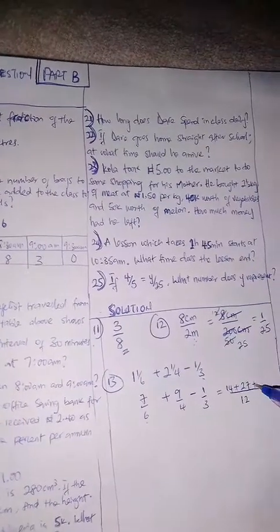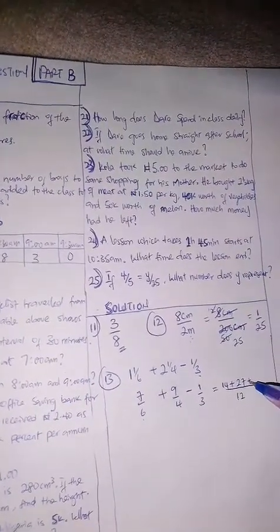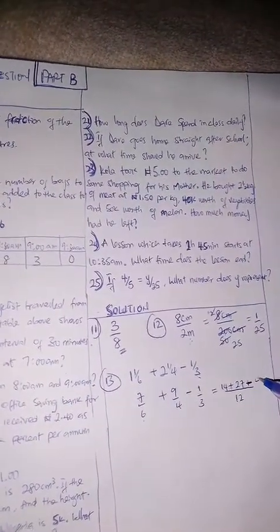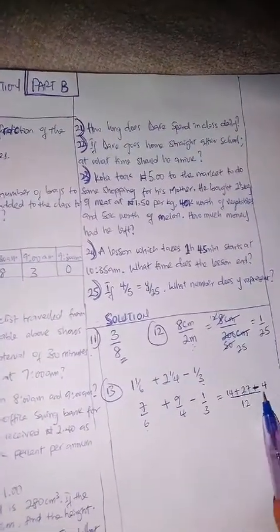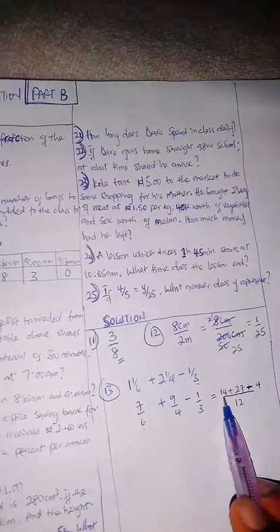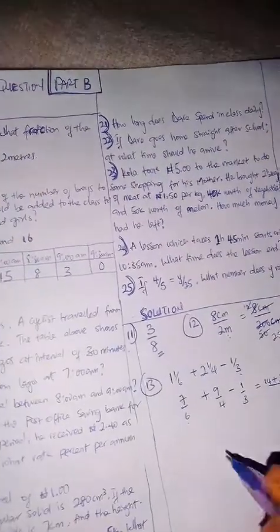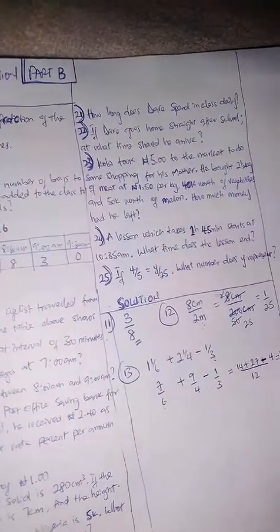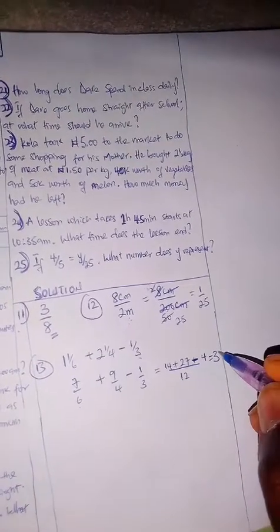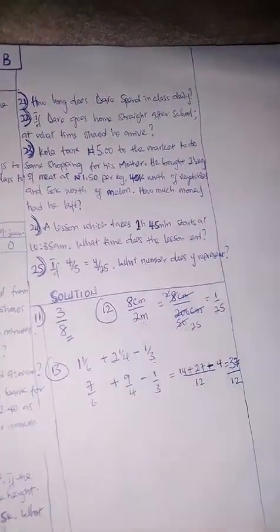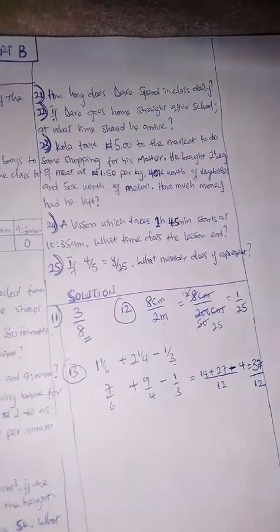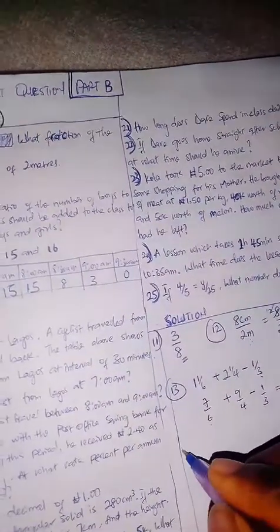12 divided by 3, 4. 4 times 1, 4. This is minus. Okay. So, 14 plus 27 is 41, minus 4 is 37. 37 over 12 is my answer. So I can say 37 over 12 is the answer. Okay. I believe that is simple too.